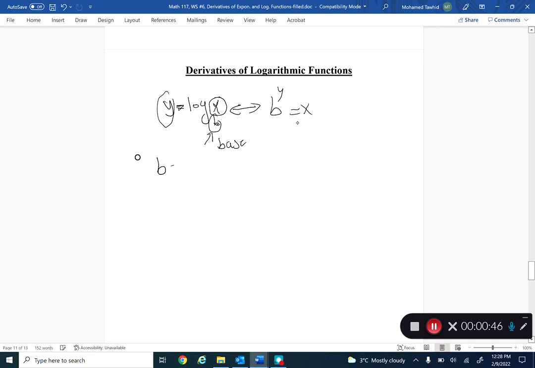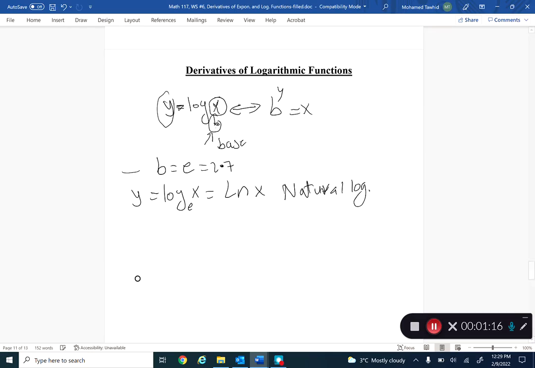If you have b equal e, what is e? 2.7. Then your log base e of x, we write it as ln x. That is the one that you have in your technology, and we call it the natural log. That's case number one.